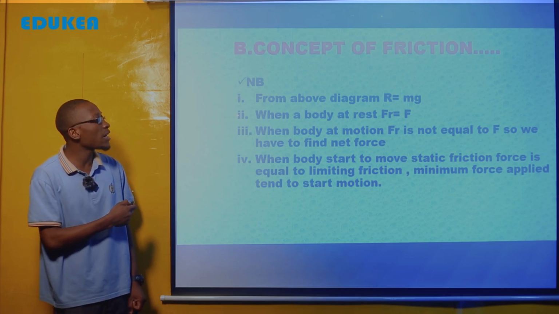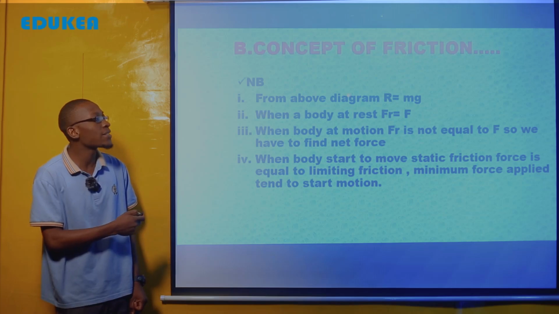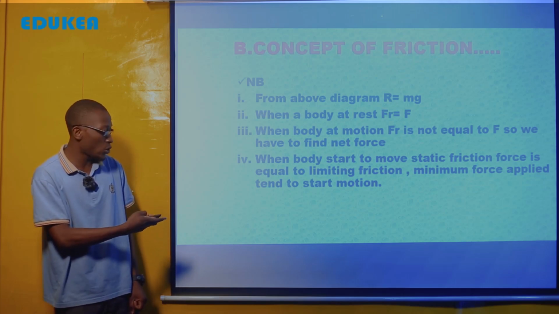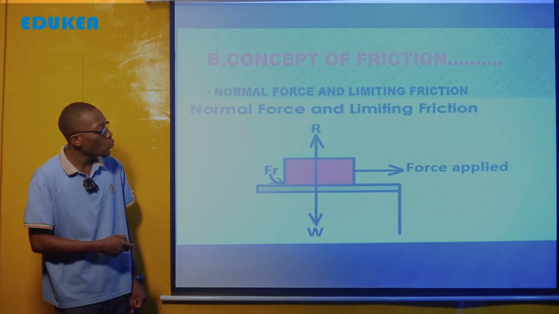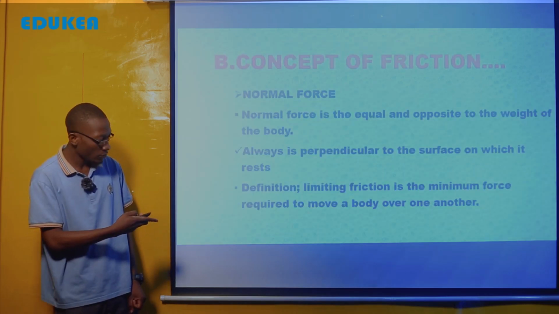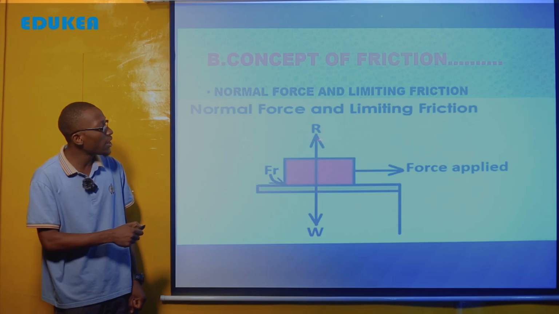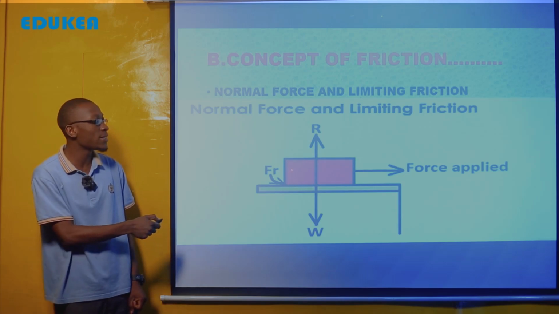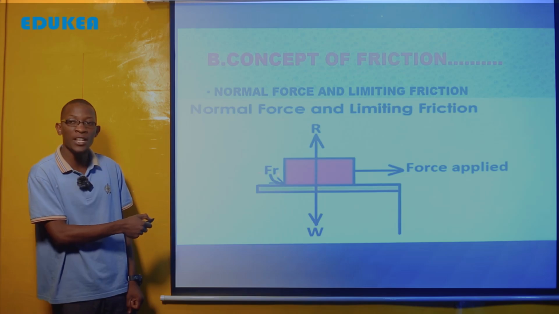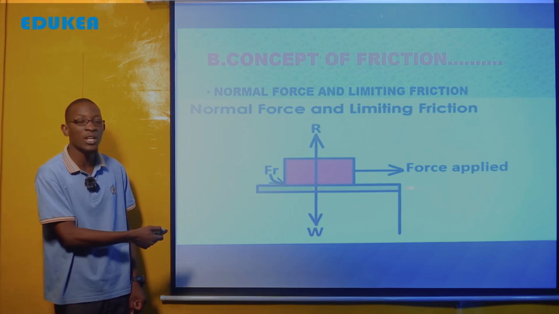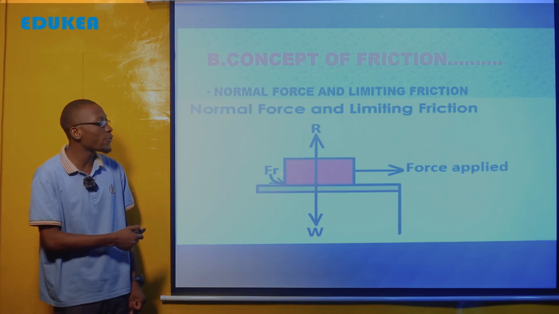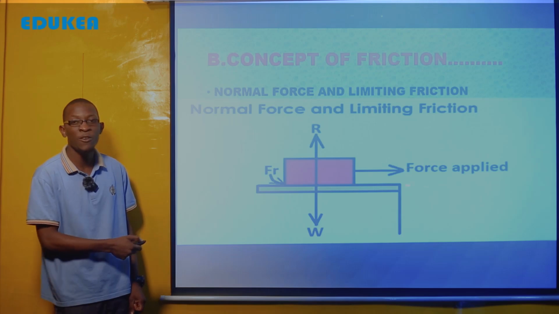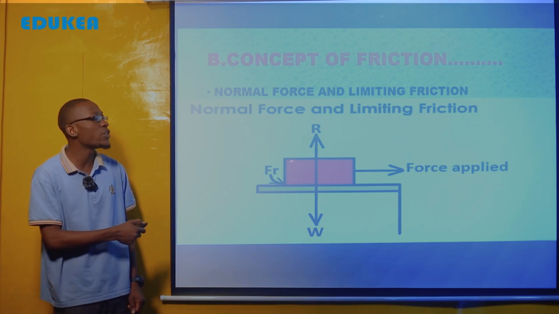Then the second note: when a body is at rest, frictional force is equal to the force applied. So once we look here, the body is at rest. Once it is at rest, the frictional force of that body is equal to the force applied. So the frictional force F is equal to the force applied when the body is at rest on the table.